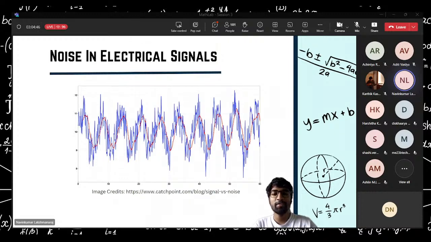So the frequency of that signal is much more than the frequency of the actual signal that you want to represent. The actual signal has a period of some 10 seconds, but the noise oscillates every 10 milliseconds or so, as you can see from the figure.